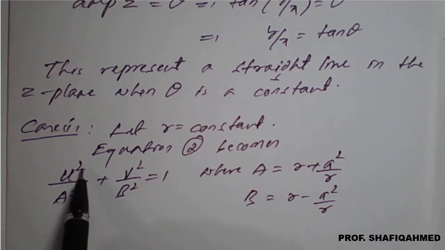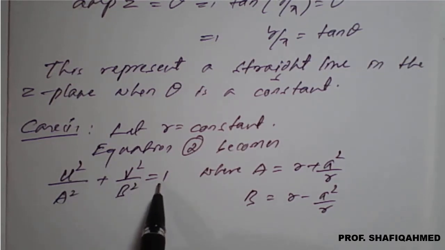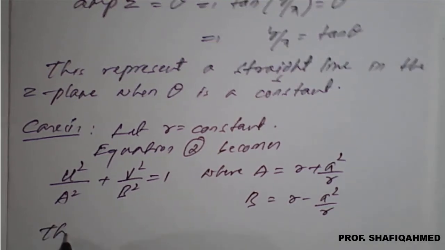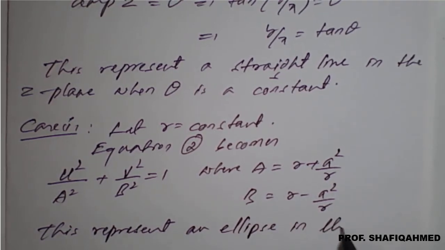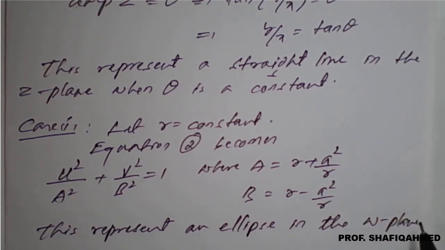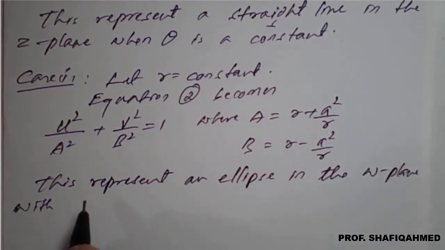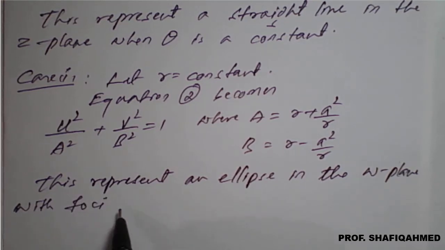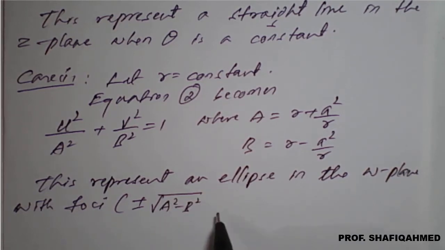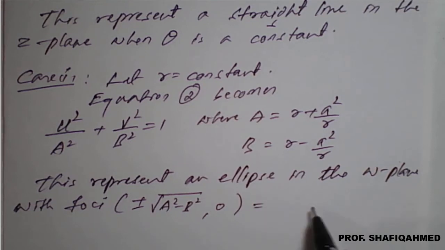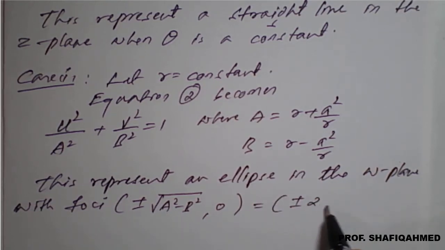So this expression u square upon A square plus v square upon B square is equal to 1 represents an ellipse in the omega plane with foci plus or minus square root of capital A square minus capital B square comma 0, which is nothing but plus or minus 2a comma 0.